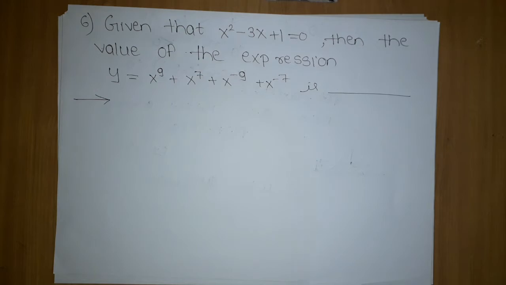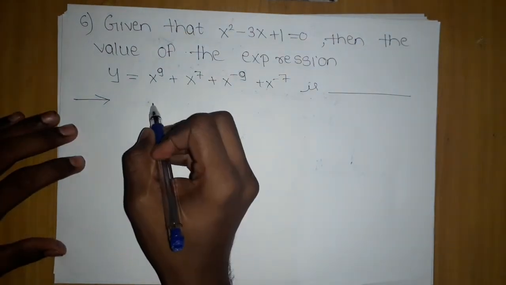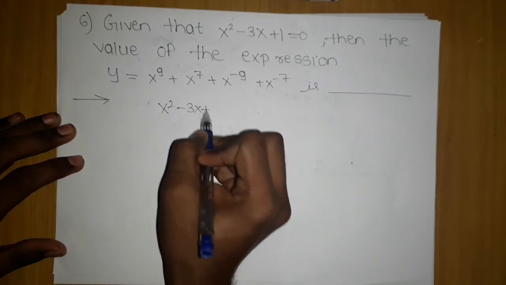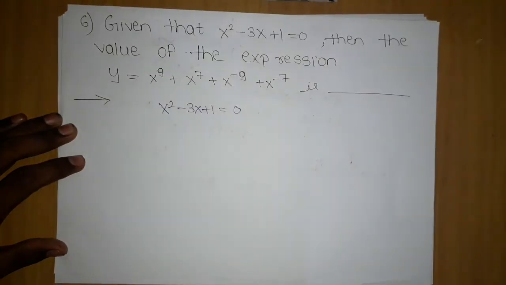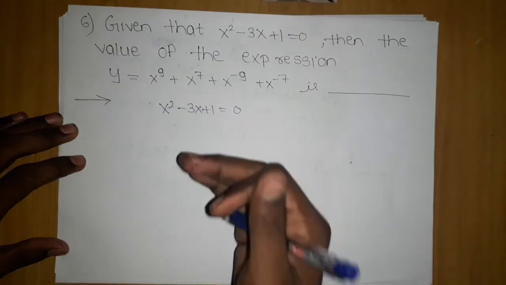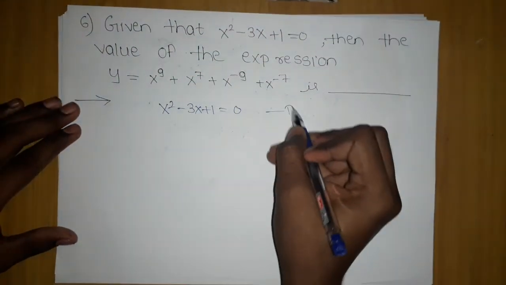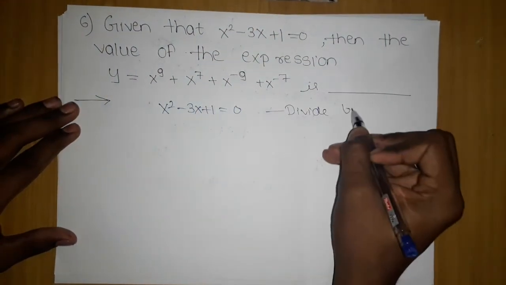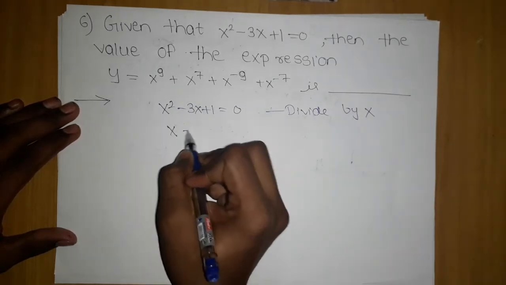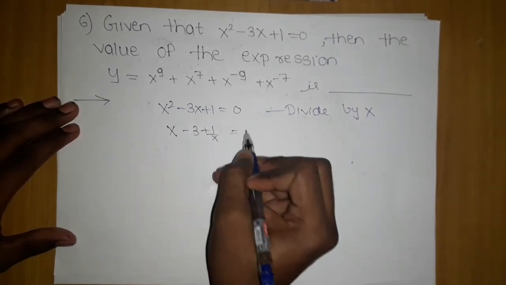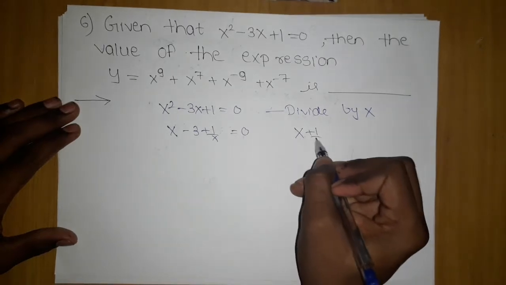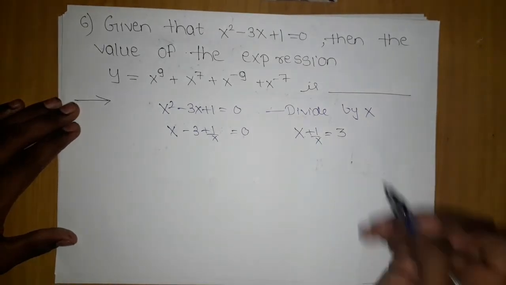Now what we can do here, if I take this, x square minus 3x plus 1 equals 0, we have this. This will become x plus 1 by x to the power 9. So we are getting an idea, we are getting a feeling that we should create x plus 1 by x, something like that. So I will create it: divide this by x. Okay, what am I getting? x minus 3 plus 1 upon x equals 0. Okay, x plus 1 upon x equals 3. Okay, I got this.